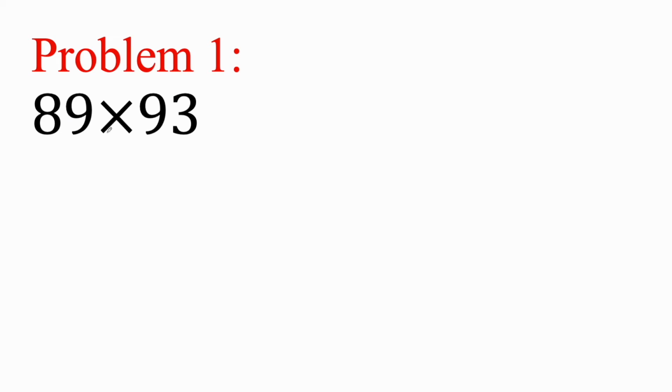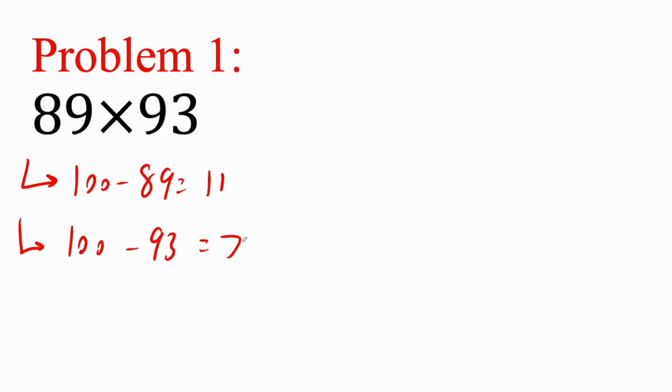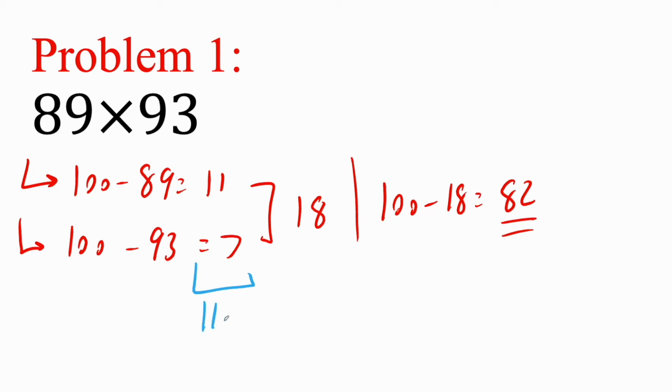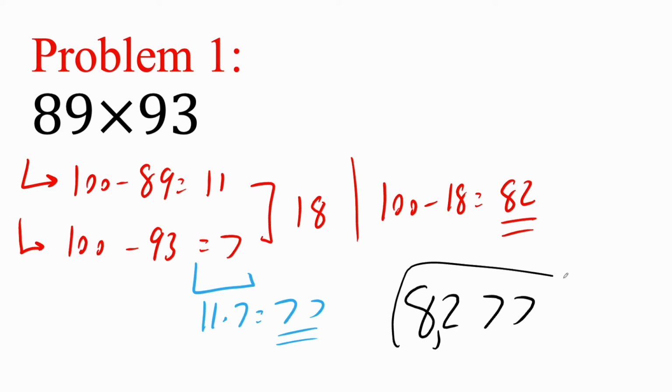Okay, so this is 89 times 93. So using this strategy, we get 100 minus 89, which we know is 11. Then we do 100 minus 93, and we get 7. If we add it up, we get 18. And if we subtract from 100, 100 minus 18, we get 82. And if we multiply 11 times 7, we get 77, another important number. And so our final answer is 8277, so 8,277.